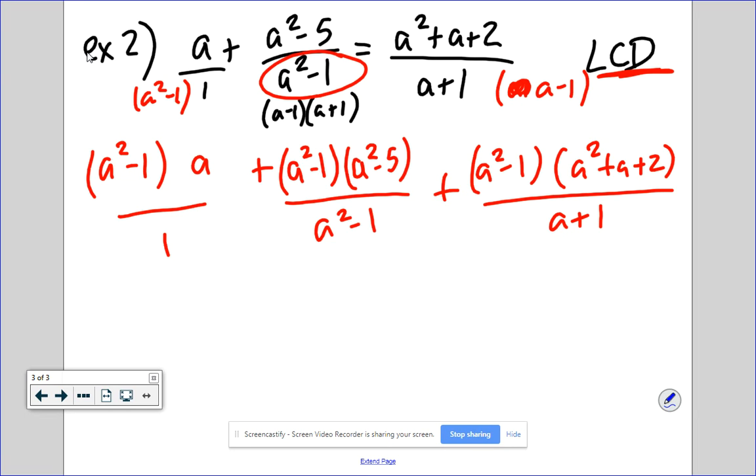If I look at my first one, a denominator of 1, do I really need to cancel anything there? If it's just 1 on the bottom? No, that one's fine. Okay? If I look at the second one, a squared minus 1 on top, a squared minus 1 on the bottom. They're multiplied by each other, so what can I do to those? Cancel them out. That's gone, that's gone.